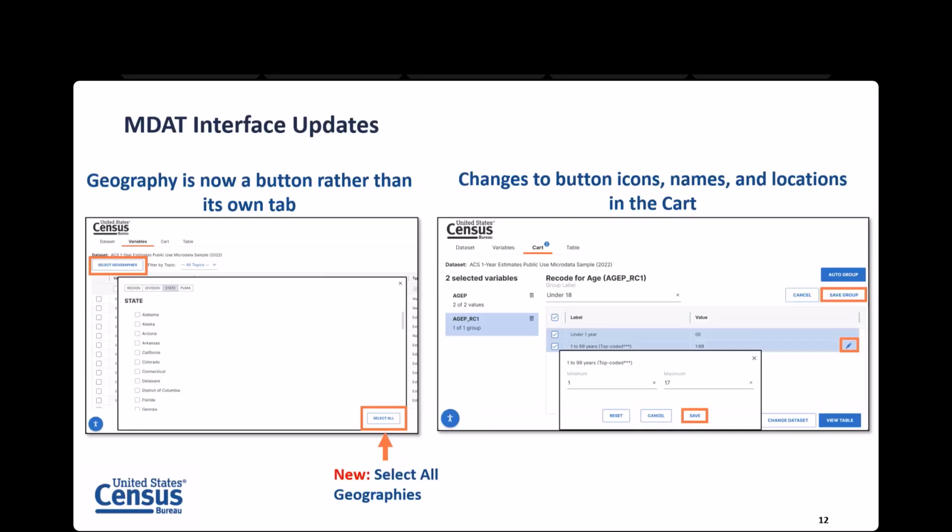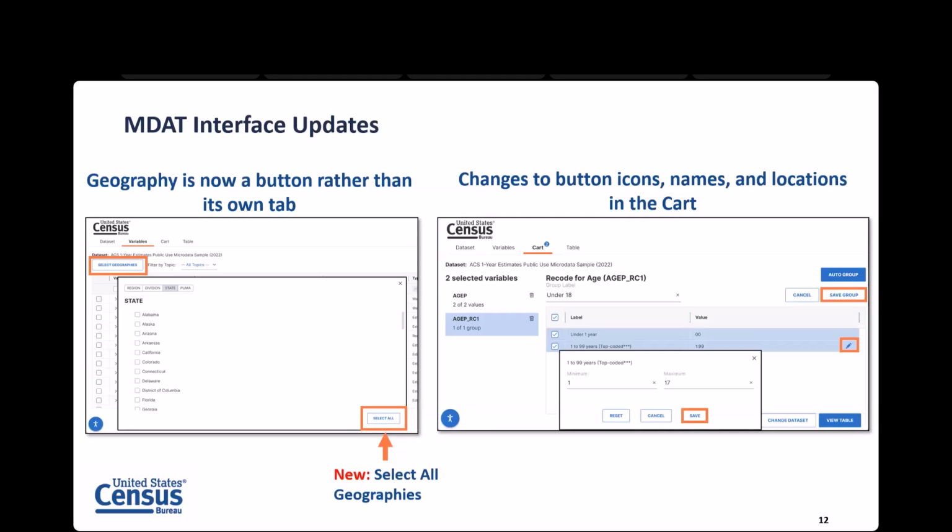We also added a heavily requested feature of the select all geographies option when you're looking at these geographies. So you no longer have to go in and click individual geographies to select all of them. You can just click on that select all geographies option to select all the geographies that you're looking at.